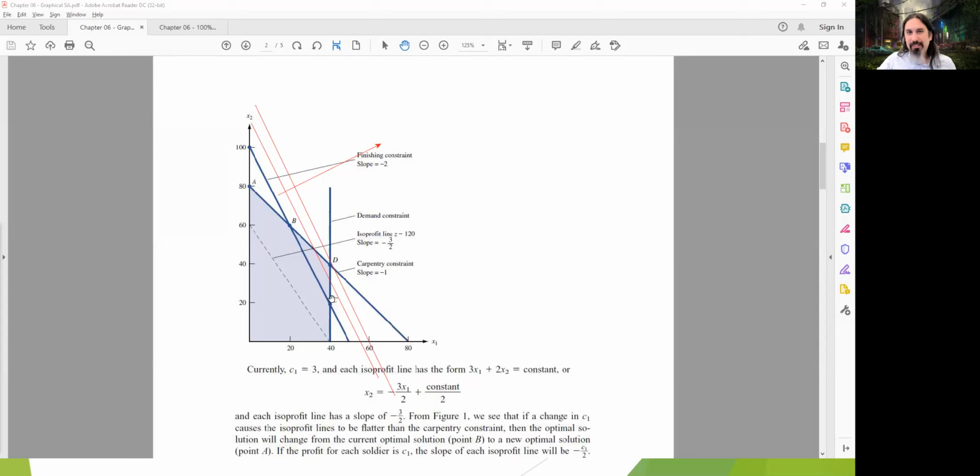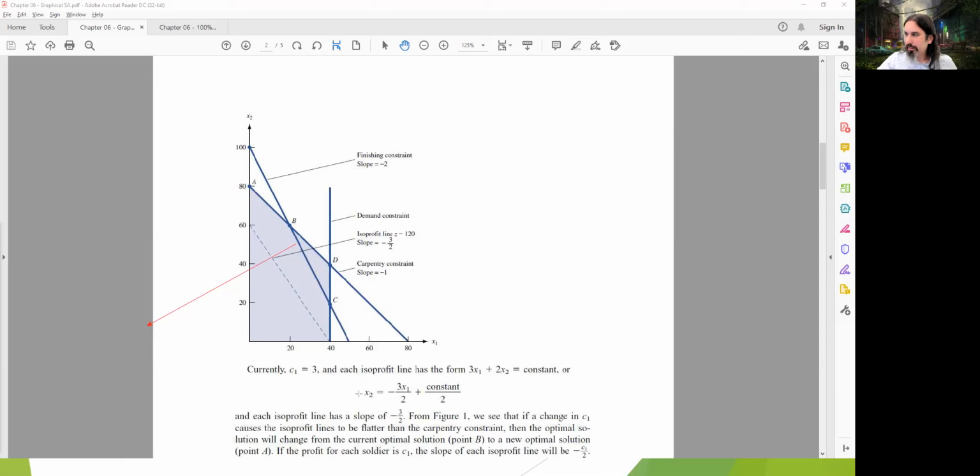How much can I decrease it without breaking my point B, without getting rid of my optimal solution? Let's take a look. Annotate and clear. So if I start sending this constraint down, if it goes down like this, what will happen to B point? Where will B go? Up to A.